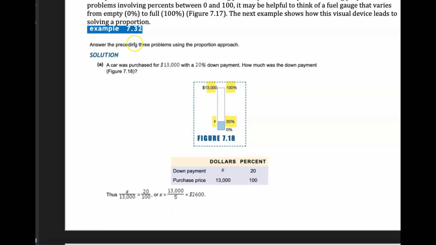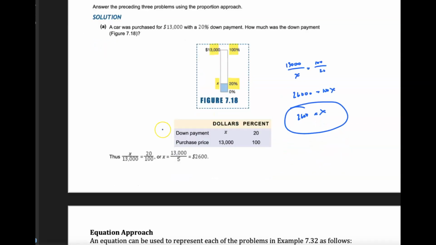As you look at that scenario again, we could have also said 13,000 over x is equal to 100 over 20. Some people just see that over that equals that over that, and so then again you end up with 26,000 equals 100x, x equals 2,600. So that's the proportional thinking way.